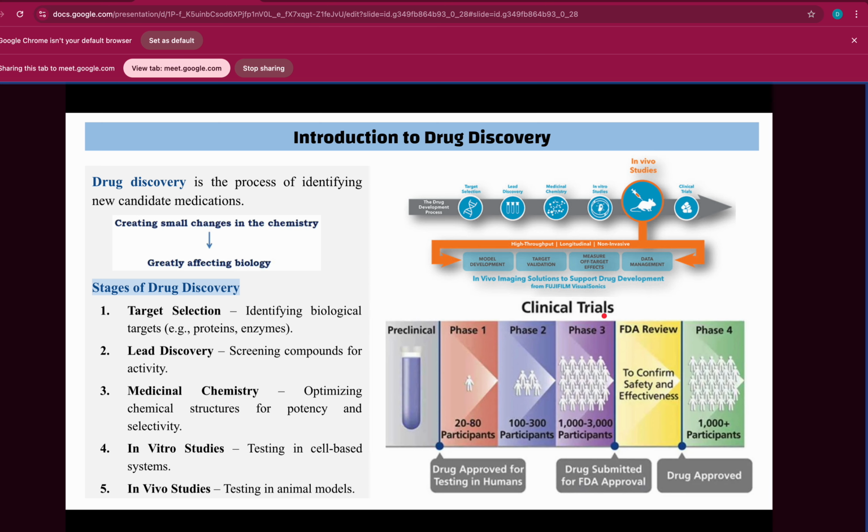So the clinical trials are the stages in which we check what future actions or reactions happen if somebody takes that drug. Each drug has to pass through these clinical trials to get approved.